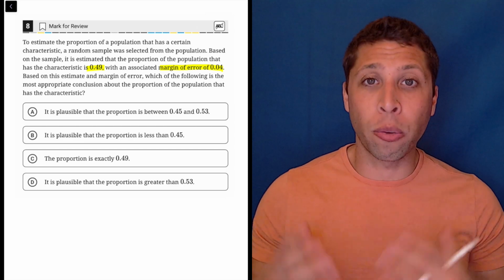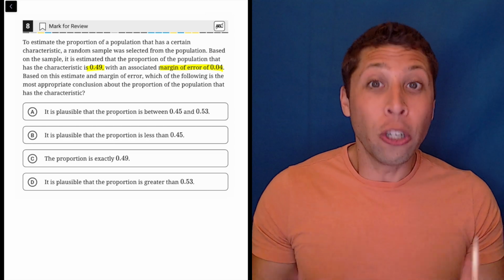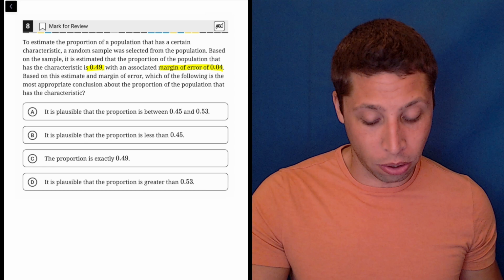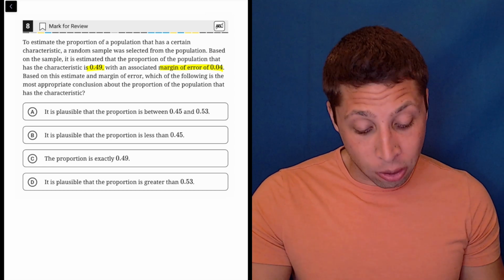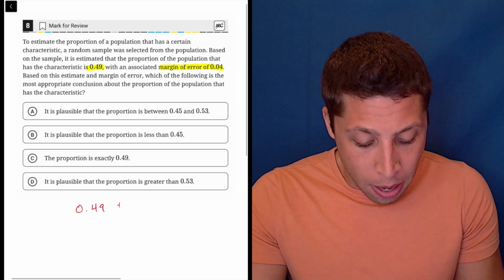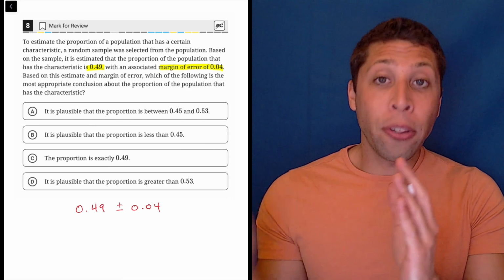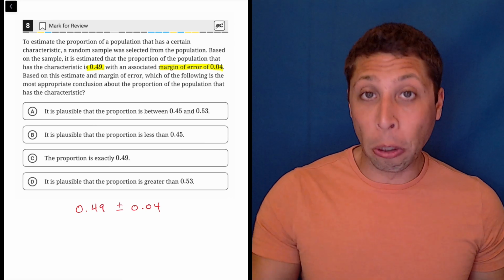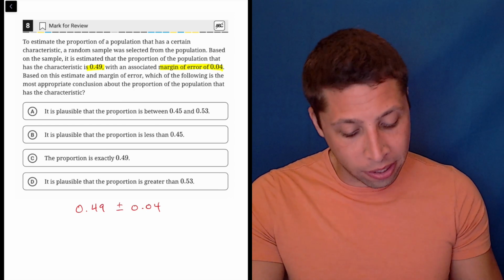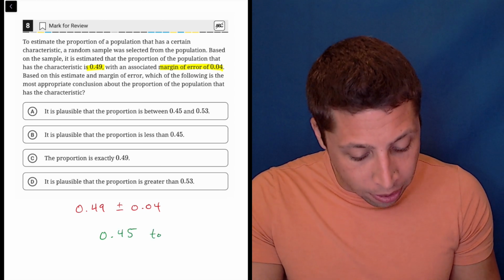And so margin of error is a way of measuring kind of like, well, if you're not perfect, how close to perfect could you be, right? What's likely to happen based on your survey in the real world? So when we think of this, you might see this as something like 0.49 plus or minus 0.04. And that just means that on either end, we could be off by 0.04. So we can add it and subtract it. So our actual range here is if we subtracted it, we'd have 0.45. And if we added it, we'd have 0.53.